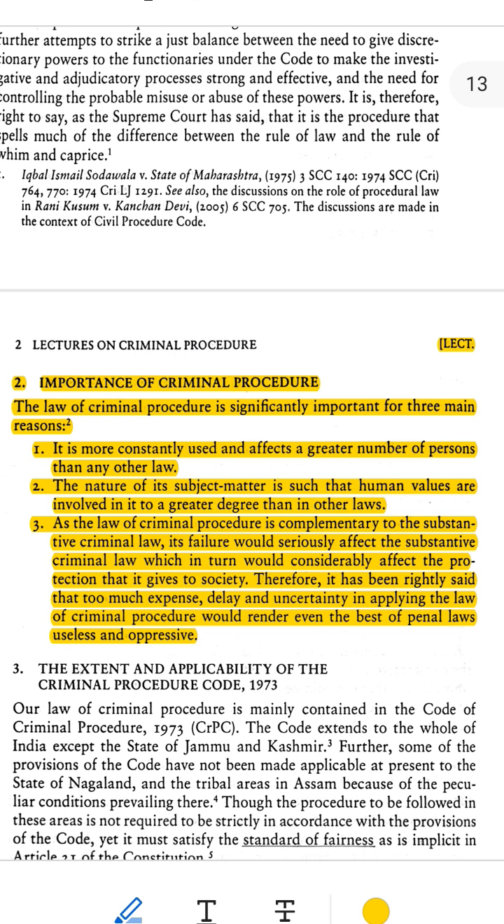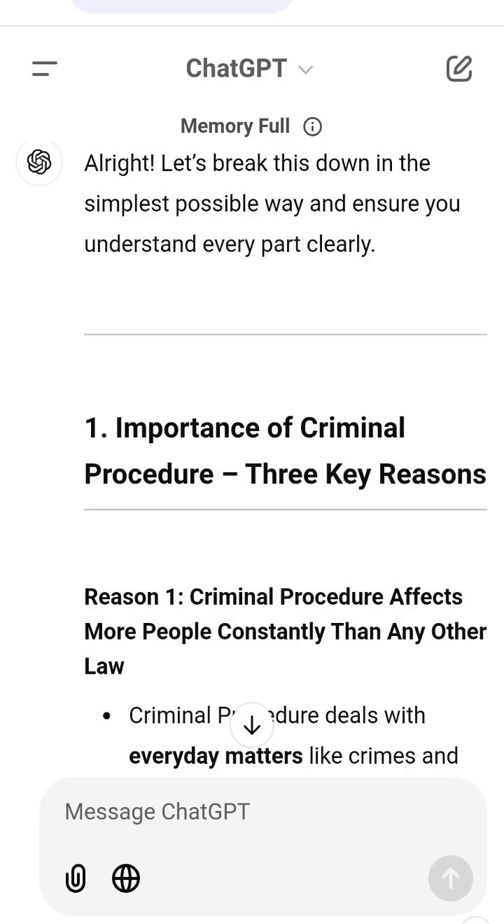If criminal procedure fails, even good laws like no stealing or no killing will be useless. Society will suffer because bad people will continue to do bad things without fear of punishment.